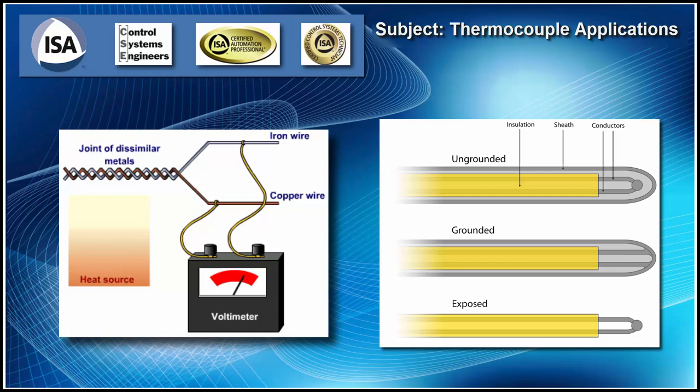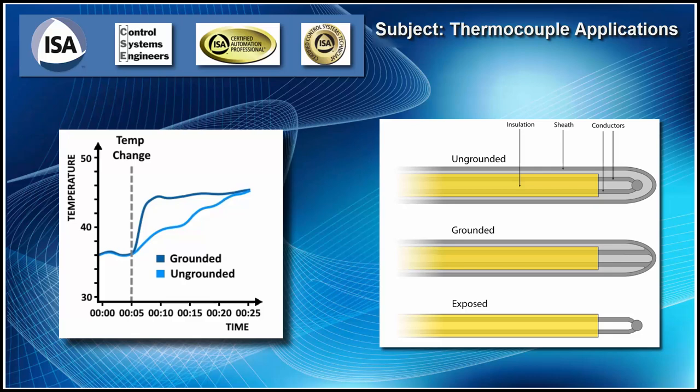together. And this is called ungrounded because it's not touching the sheath. The next one, you weld them together and they touch right up to the metal sheath. And this is called grounded. This gives you your fastest response, but it's more susceptible to noise in the system. Electrical stray currents will cause noise in your thermocouple and you'll get an erratic output.